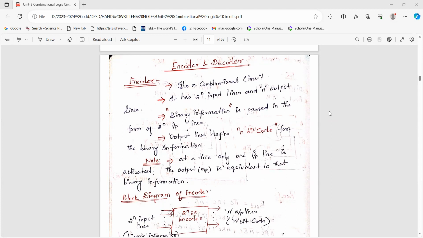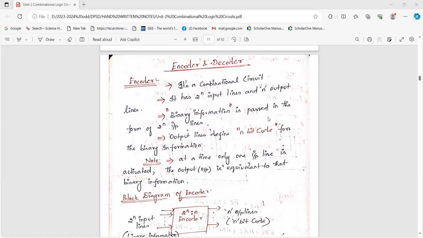It is a combinational circuit that converts the binary information in the form of 2 to the power n input lines to n output lines. So this is a combinational circuit which will convert 2 to the power n input lines into n output lines. Where do we use this encoder circuit? It is majorly used to convert a digital signal into an analog signal, and it is also mainly used in unsupervised algorithms in machine learning. So these are the major applications.